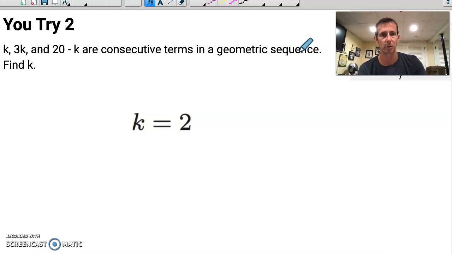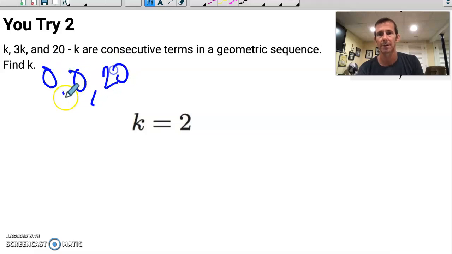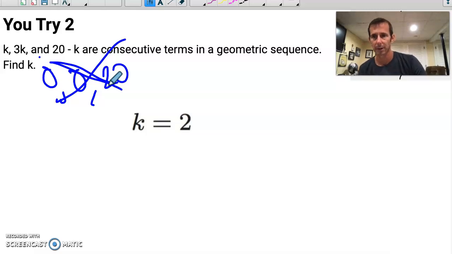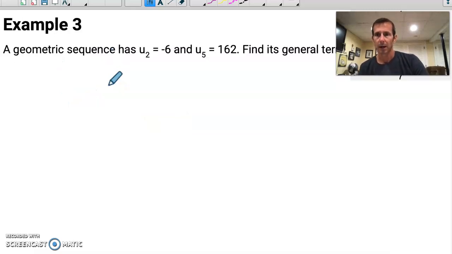All right, your answer should have been 2. If you did it algebraically, you might have also gotten an answer of 0. But that wouldn't work because if I put a 0 in for k, I'd have 0, 0, 20, and that is not a geometric sequence. So you should check your answers and make sure they work.